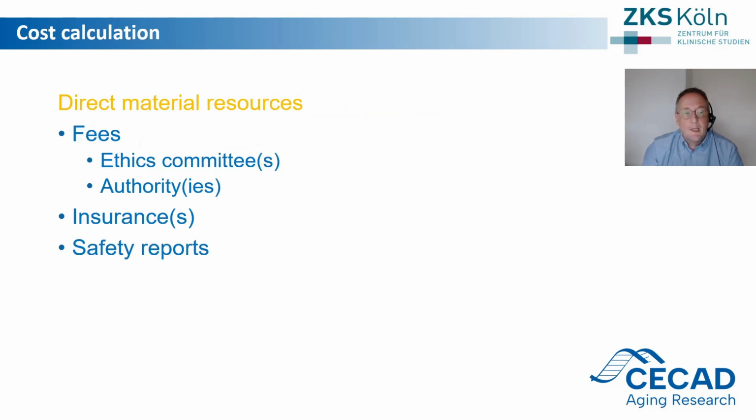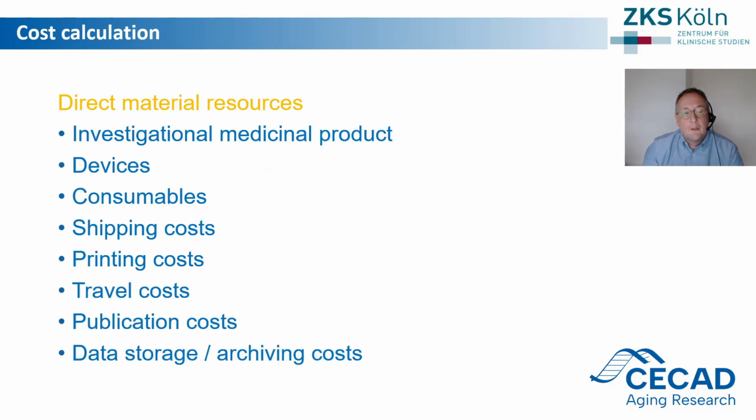So let's do the same with a look into material costs and divide them into direct and indirect material costs. For the direct material costs, it's easy. It's in any case the fees, like fees for the ethics committee, fees for the authorities, insurances or safety reports. There are other direct material resources as well, like the IMP, the investigational medicinal product, devices, consumables, shipping costs, printing costs, costs for travel, publication costs, data storage, and archiving costs at the end of the clinical trial.